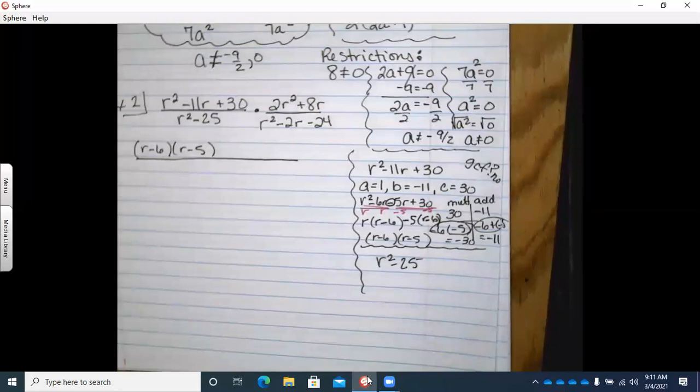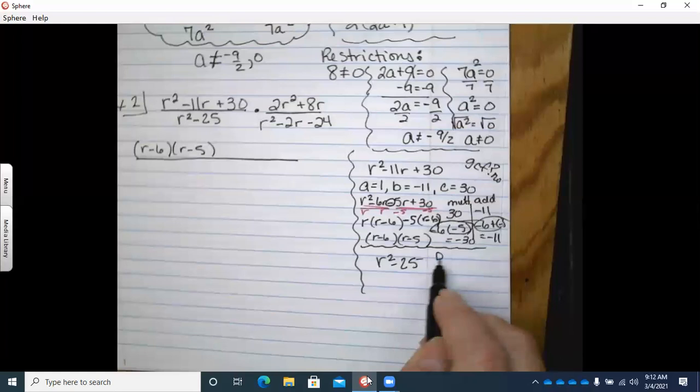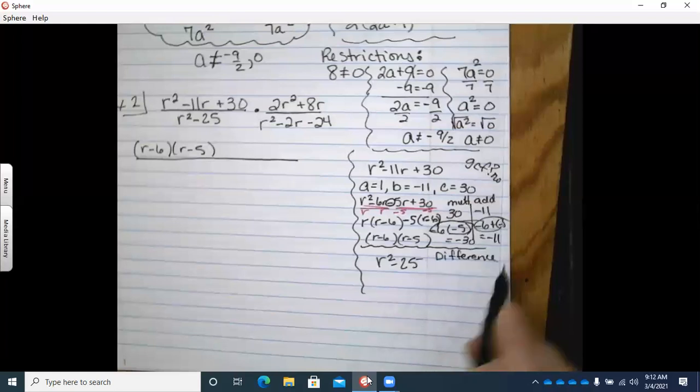Is R squared a perfect square? Yes, because R times R. When you multiply the same factor together, the result's a perfect square. Is 25 a perfect square? Yes, because what times itself is 5 times 5. When you have a perfect square minus a perfect square, it's called a difference of squares.